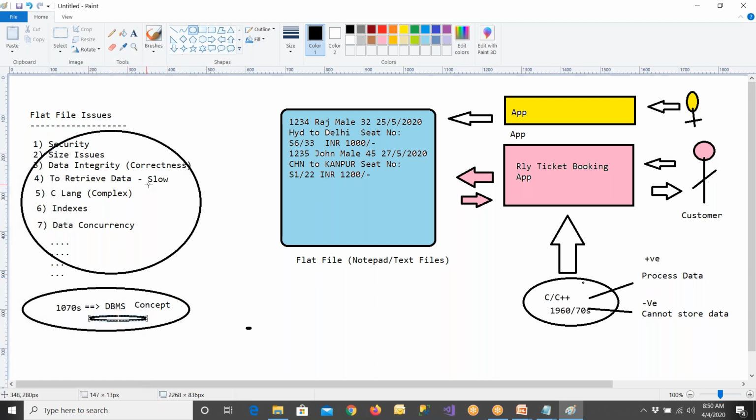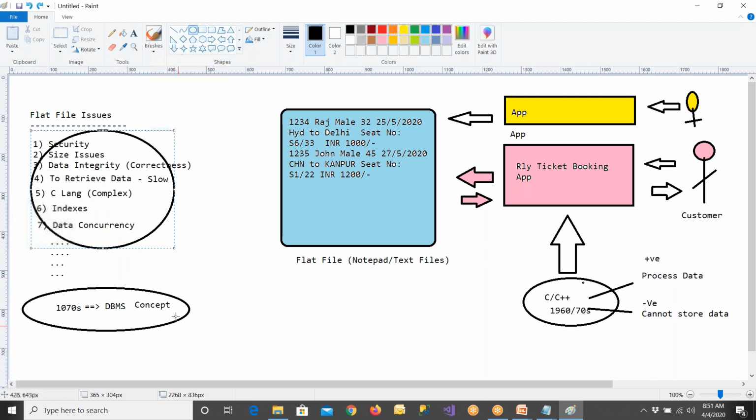And to retrieve the data, it is very, very slow because no indexes are implemented. You must implement an index. This is an issue, and there is a solution. And C language is the big issue to deal with, and DBMS invented a new language. Data concurrency is the big issue here, and they have implemented a solution. For each and everything, these people got solutions to these issues.